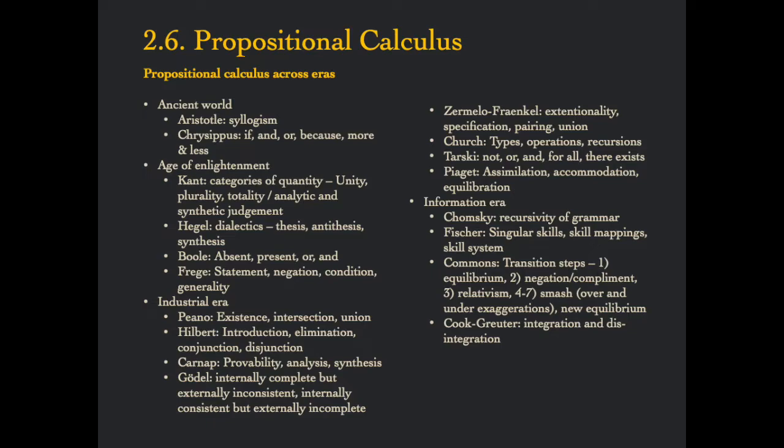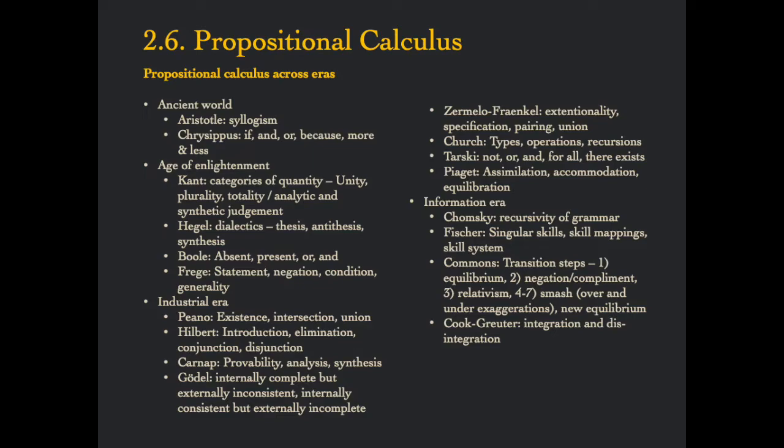And then, as I mentioned before, Fischer's singular skills, skill mappings, and skill systems, with singular skills representing static, skill mappings representing dynamic, and skill systems representing multidynamic. And then also, as previously discussed, there's Commons' transition steps between stages.